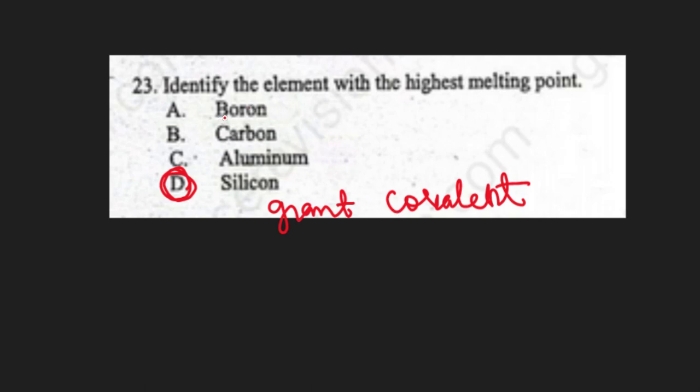Unlike boron, boron has, first of all, a smaller atomic size, thereby weaker covalent bonds. Carbon does have higher melting point than boron because at least it can form multiple bonds, single bonds, triple bonds, different covalent bonds, but they are still weaker than silicon. So silicon dominates all of them due to its giant covalent structure, that it can be bonded covalently with 4 different silicon atoms, making D to be our correct answer.